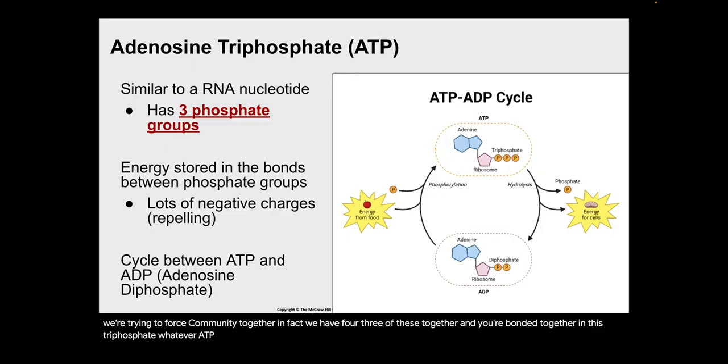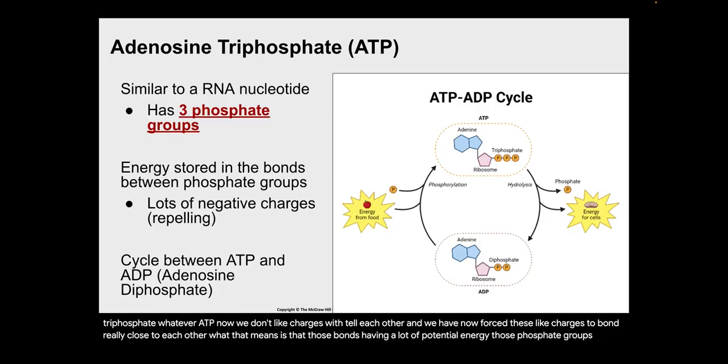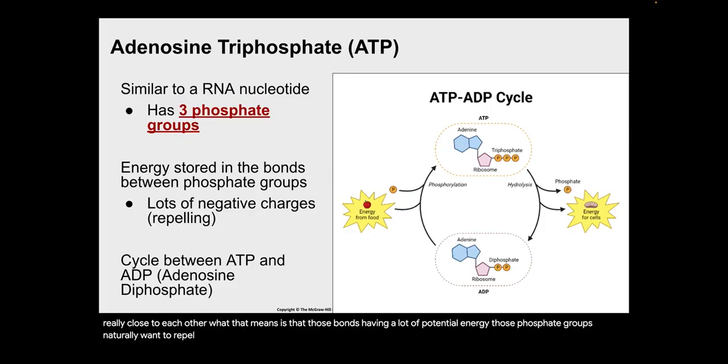Now we know like charges repel each other, and we have now forced these like charges to bond really close to each other. What that means is that those bonds have a lot of potential energy. Those phosphate groups naturally want to repel each other. So we have a lot of potential energy in those bonds. When those bonds are broken, we release that energy. And that is the energy that we actually use to power a lot of our cellular functions. So energy is stored in those phosphate group bonds.